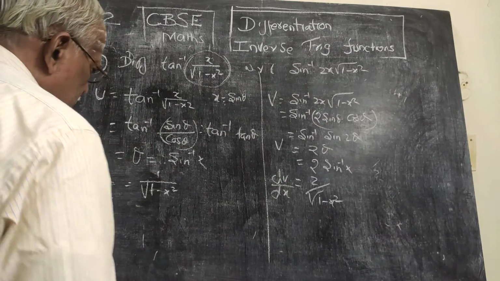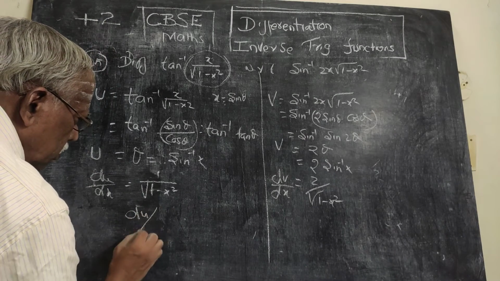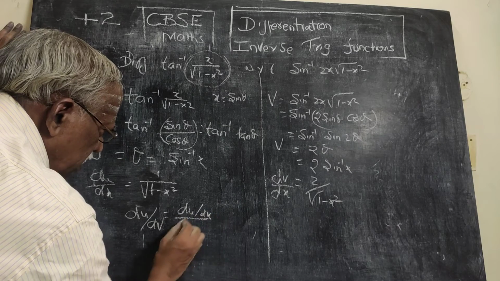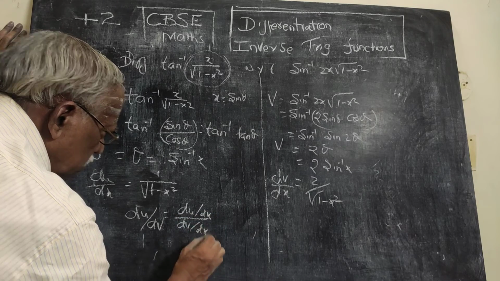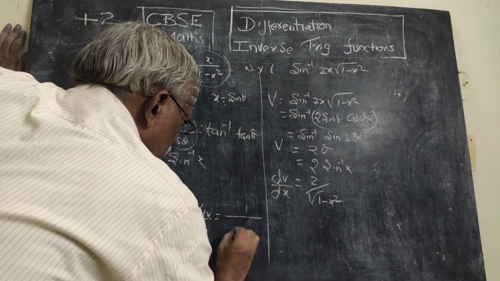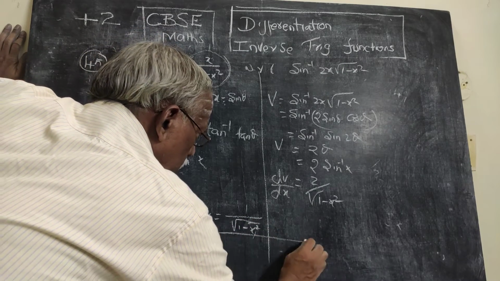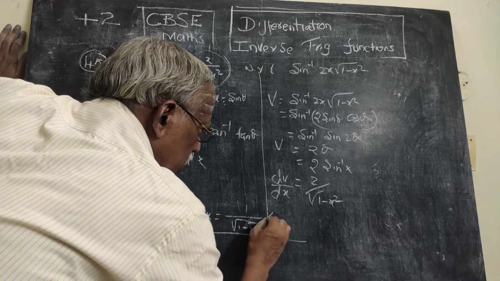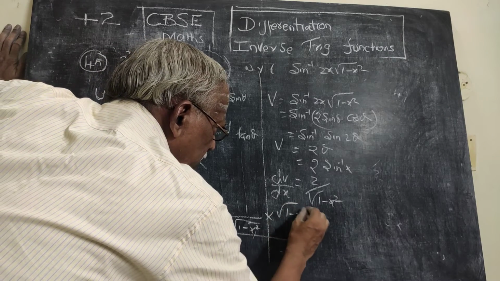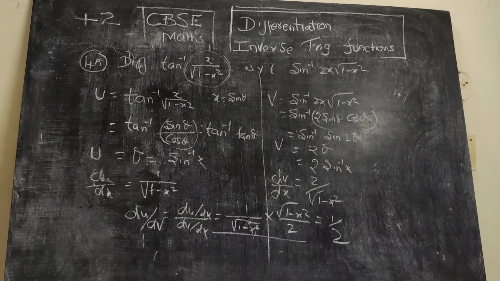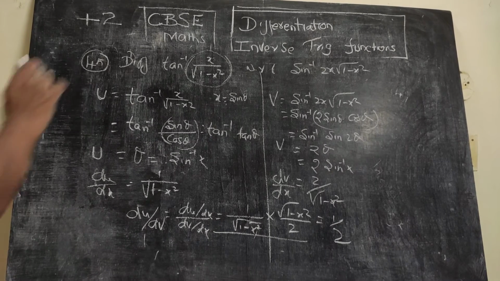So du by dv equal to du by dx divided by dv by dx. Du by dx is 1 by root of 1 minus x square, the whole thing divided by this, so it goes in this way. The result is again 1 by 2. The previous problem also the answer is 1 by 2. Now also we got 1 by 2. Now this is our 46th problem.